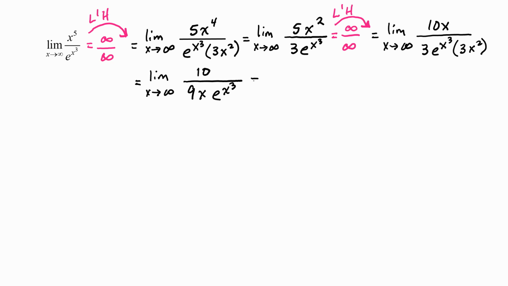Now that we've simplified, the next thing we always try is plugging in this limit value. Now in the numerator, we just have a constant of 10, and in the denominator, we would have 9 times infinity times e to the infinity, which of course is going to be infinity. 10 over infinity is equal to 0.